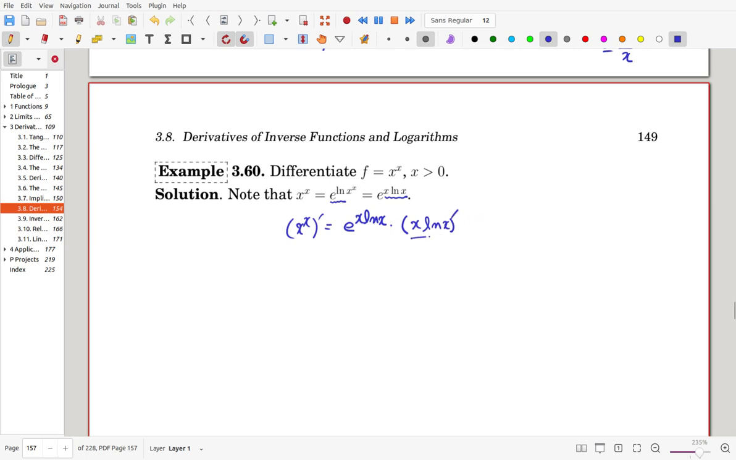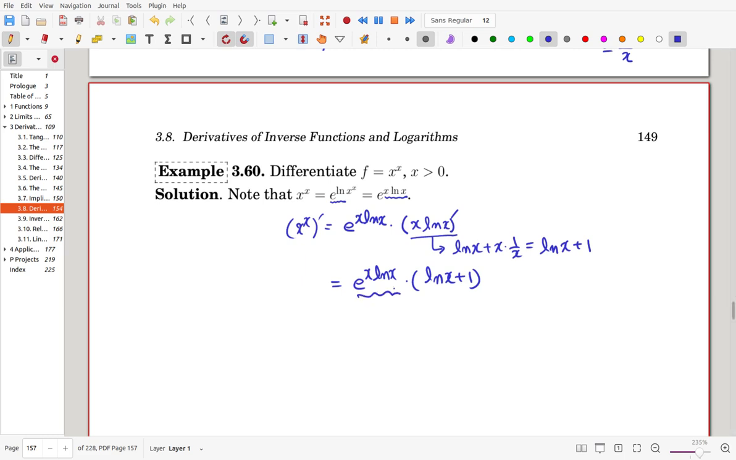Okay, this one is the same as, now by using the product rule, logarithm x plus x times 1 over x, which is the same as natural logarithm x plus 1. So we can conclude the answer in this way: e to the x logarithm x, times logarithm x plus 1.